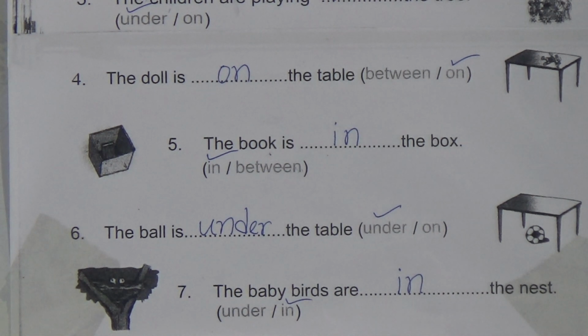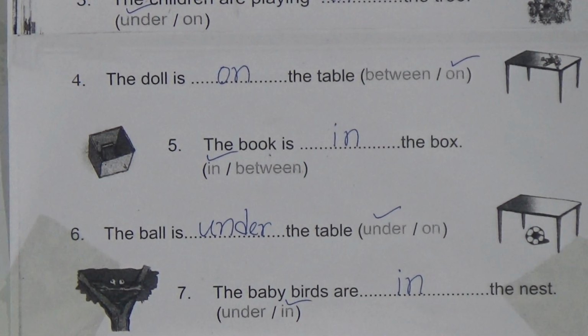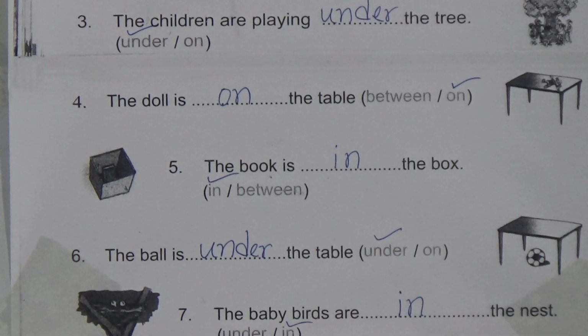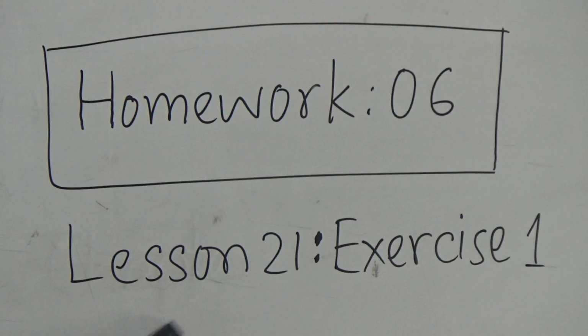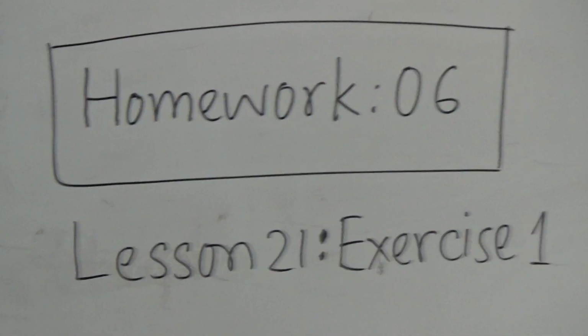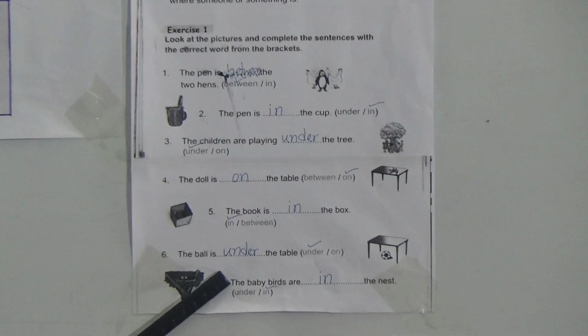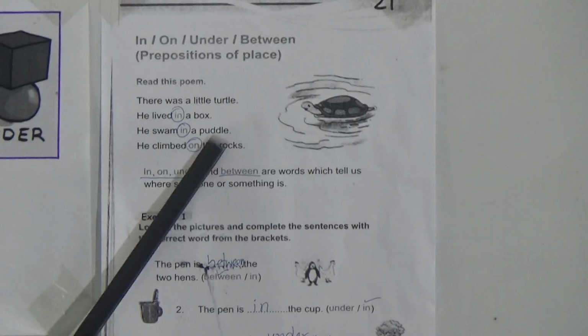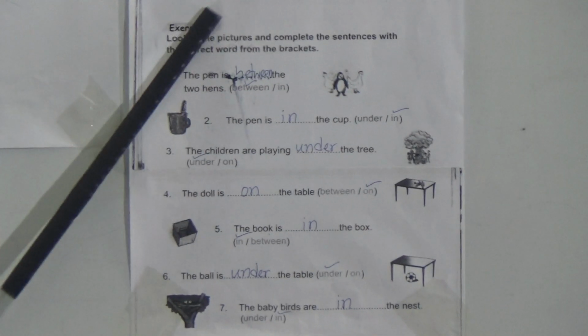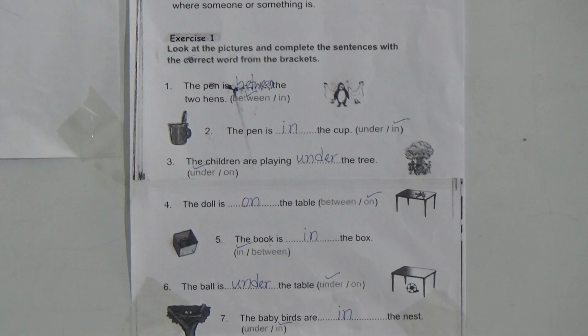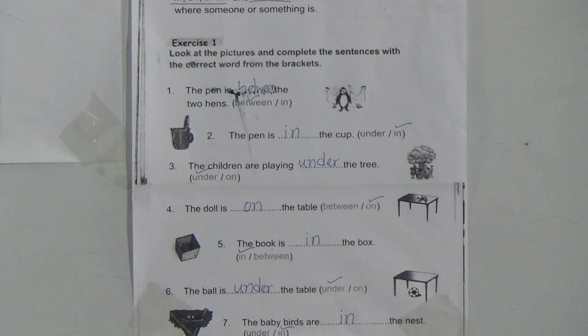So today we have done exercise number 1, and you will do exercise number 1 as your homework. This is homework number 6. From lesson 21 you will do exercise number 6. That means this exercise what we have done now, and these are called the prepositions of place. Remember it: in, on, under, between, and they tell us about the place of someone or something.